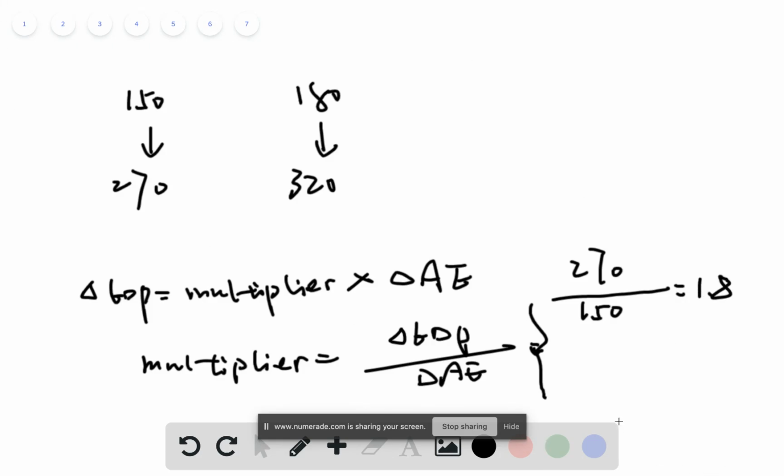And the same thing, if the change in aggregate expenditure is 180, the change in real GDP is 320. If you calculate, it also equals 1.8. So basically, based on the information we get from the analysis, we know that in this case, the economists believe the multiplier in the economy is 1.8.